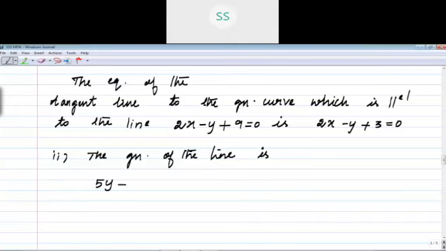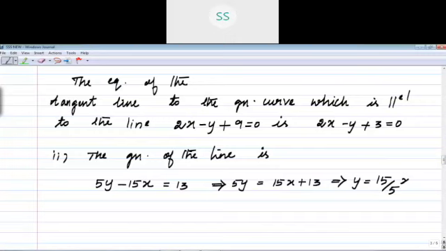5y minus 15x equal to 13. That I am going to write in the form of y is equal to mx plus c. So 5y equal to 15x plus 13. Which implies y is equal to 15 by 5 into x plus 13 by 5. Now you cancel. Now what is your slope?